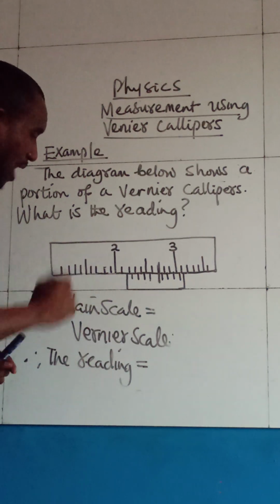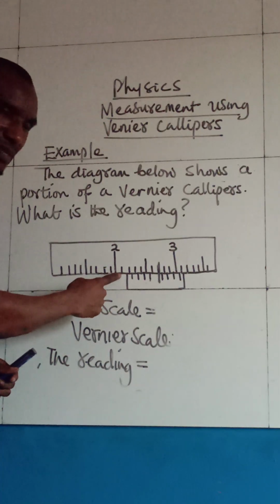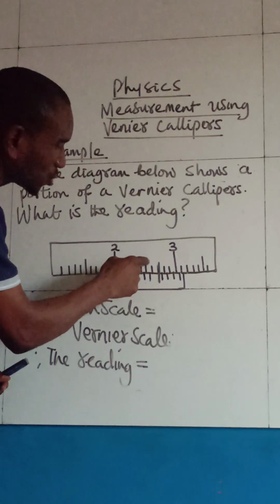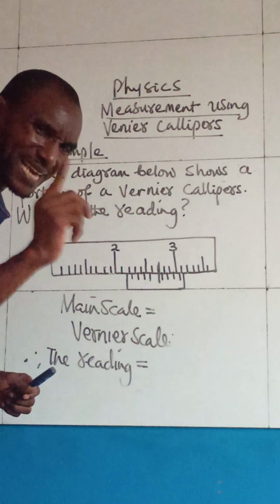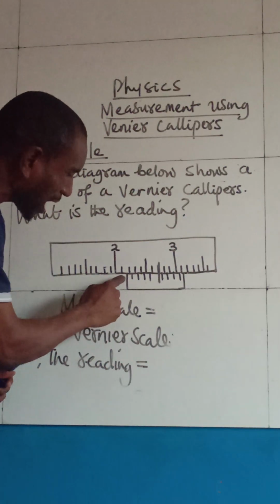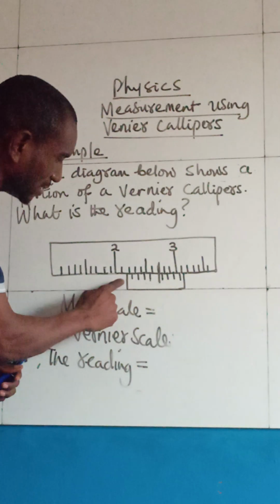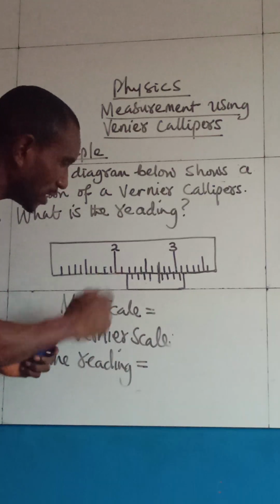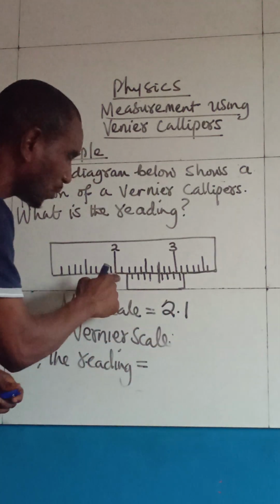Now look at this. Here is 2. The next one is 2.1. This is supposed to be 2.2, 2.3, 2.4, and this one is 2.5. But you must be careful. Watch the boundary between the main scale and the vernier scale. You must not read beyond the boundary of the main scale. Look at where we have to stop. So the main scale reading is equal to 2.1.